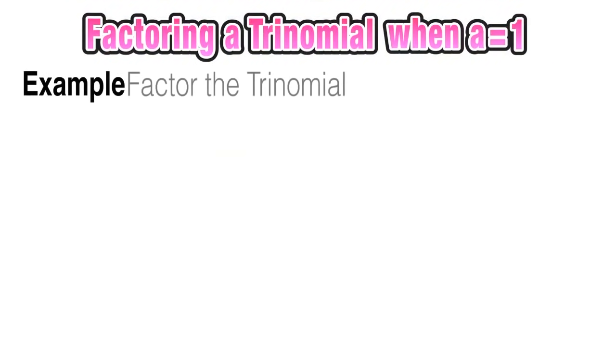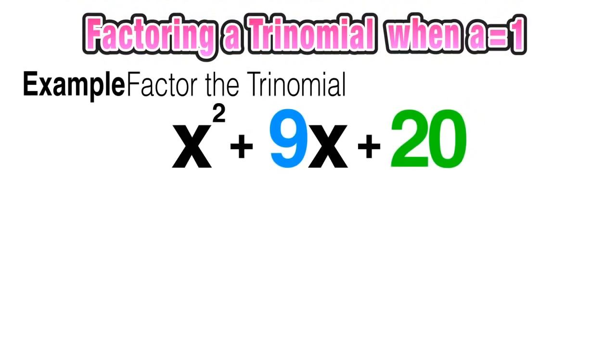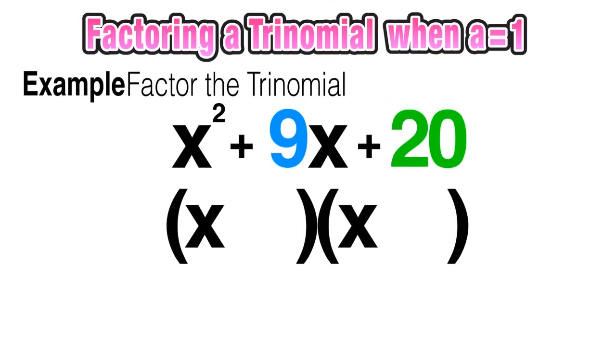So let's look at another example where we want to factor a trinomial, in this case x squared plus 9x plus 20. Now we know that our factors are going to be binomials. We just have to find the missing values that go inside of them. So remember that we're looking for two numbers that add to positive 9, the middle term, and also multiply to positive 20, the outside c term.